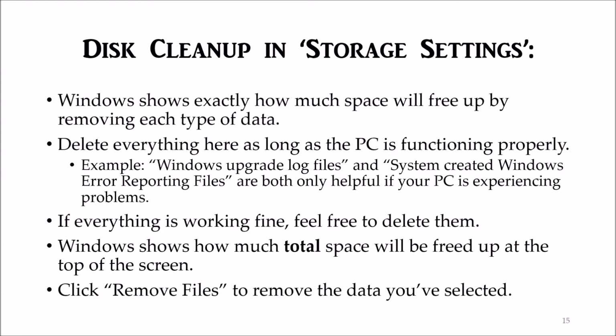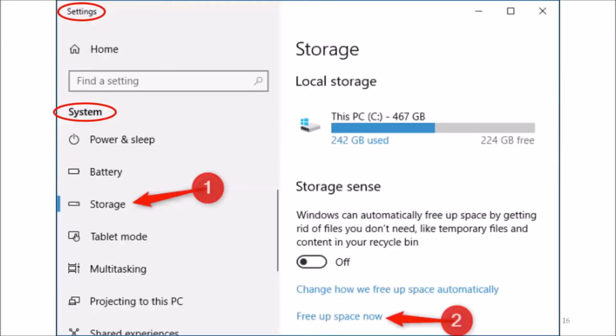The top of the screen will show you how much information you'll save in total. And now let's take a look at what disk cleanup looks like in Settings. Here again, we're in Settings, we're in System, we go down to Storage. We can see in this example that the PC has 242 gigabytes used, 224 free, on a total of 467.